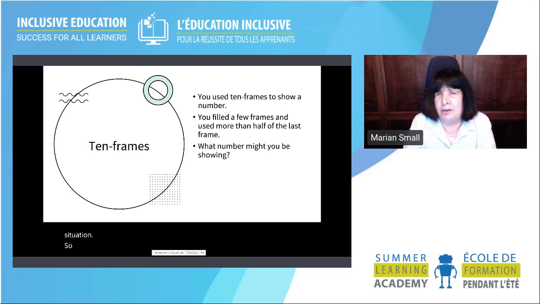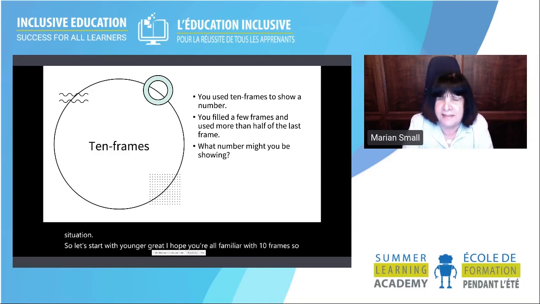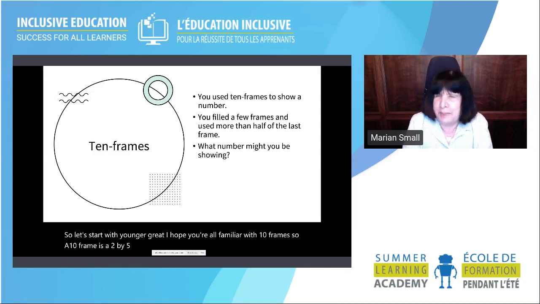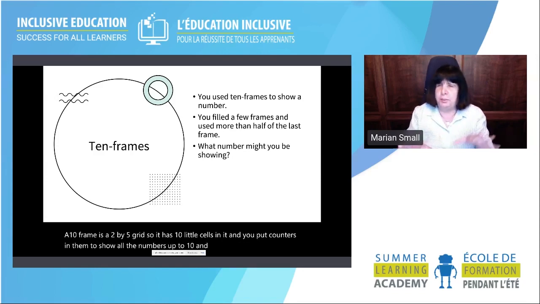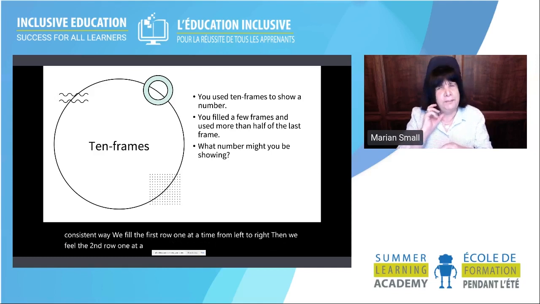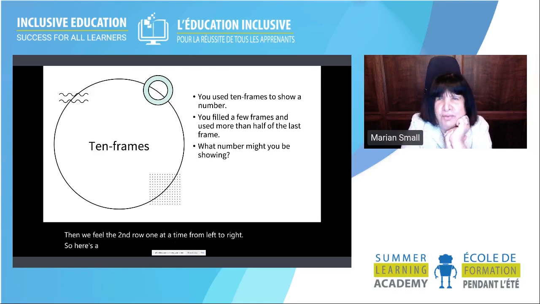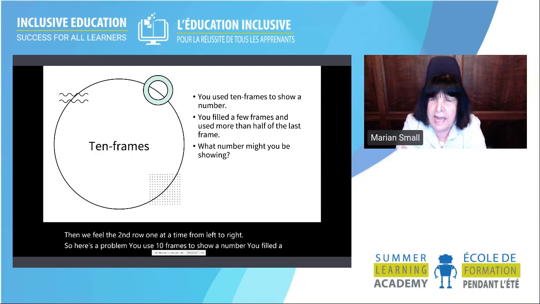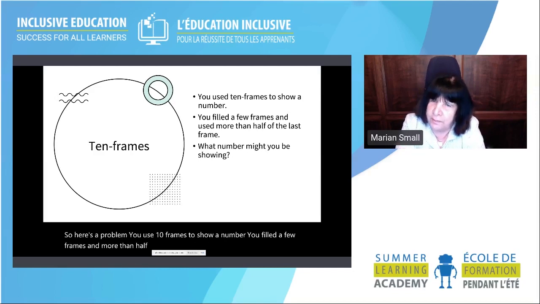So let's start with younger grades. I hope you're all familiar with 10 frames. So a 10 frame is a 2x5 grid. So it has 10 little cells in it, and you put counters in them to show all the numbers up to 10. And usually we do it in a pretty consistent way. We fill the first row one at a time from left to right. Then we fill the second row one at a time from left to right. So here's a problem. You used 10 frames to show a number. You filled a few frames and more than half of the last frame. What number might you be showing?